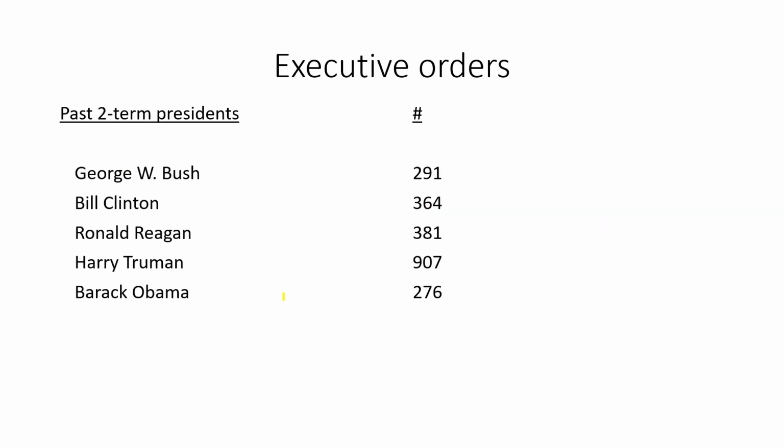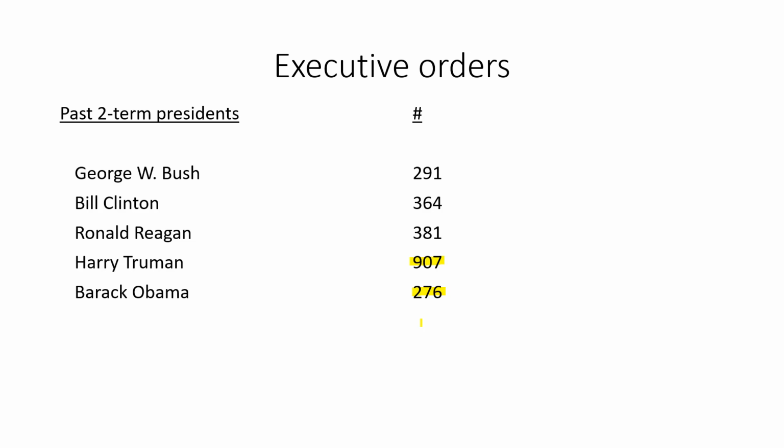Looking at the number of executive orders with two-term presidents, you can see the numbers there. Obama was a little bit lower than the norm here, but as you can see, Harry Truman was quite prolific in his executive orders because post-World War II, we were kind of establishing a new world, and Truman pretty much restructured the entire Defense Department through executive orders. One of his executive orders actually created what is now the CIA. So very prolific post-World War II.